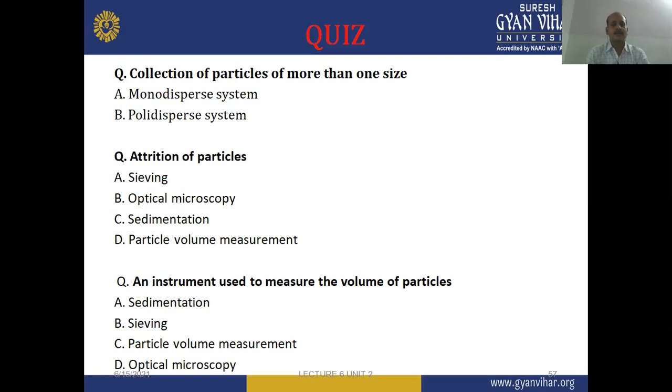Next one is an instrument used to measure the volume of particles. So which instrument is used to measure the volume of particles? Option A is given here, sedimentation. B option is sieving method. C option is particle volume measurement method. And D option is optical microscopy. So you have to find out the correct option for this question.